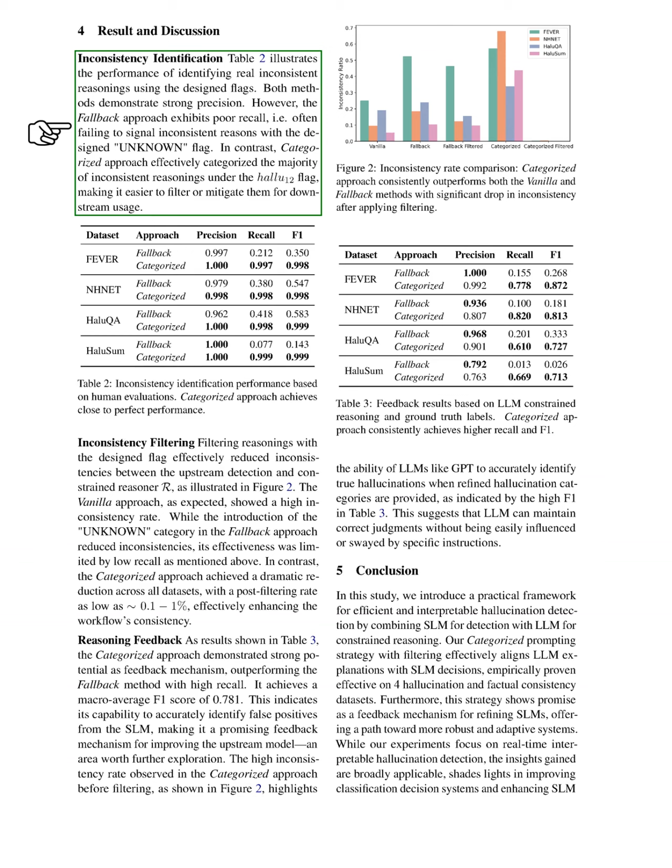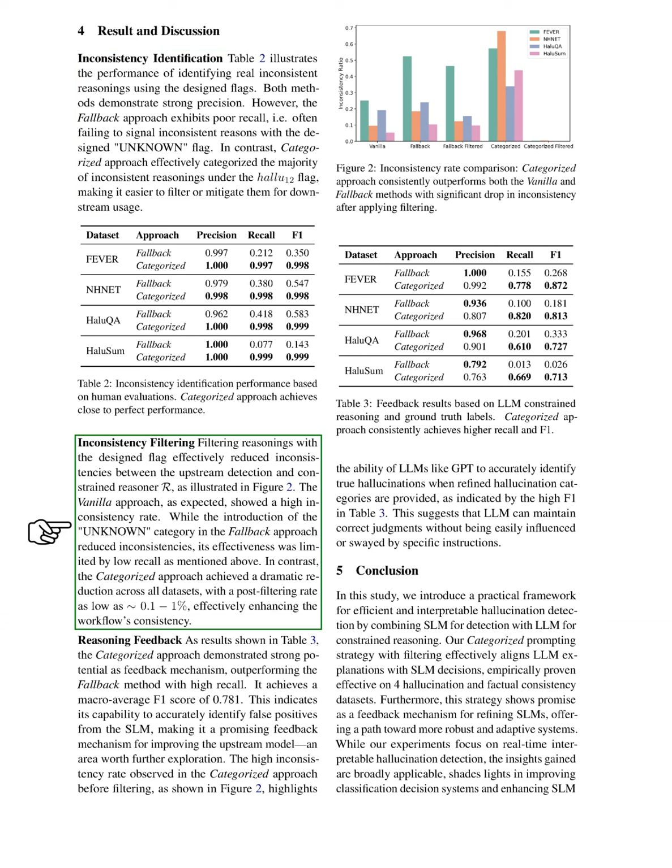In our results and discussion, we present a table showing how well we identified real inconsistent reasonings using our flags. Both methods show strong precision, but the fallback approach struggles with recall, often missing inconsistent reasons. In contrast, the categorized approach successfully categorized most inconsistent reasonings under the Hallu_12 flag, making it easier to filter them for further use.